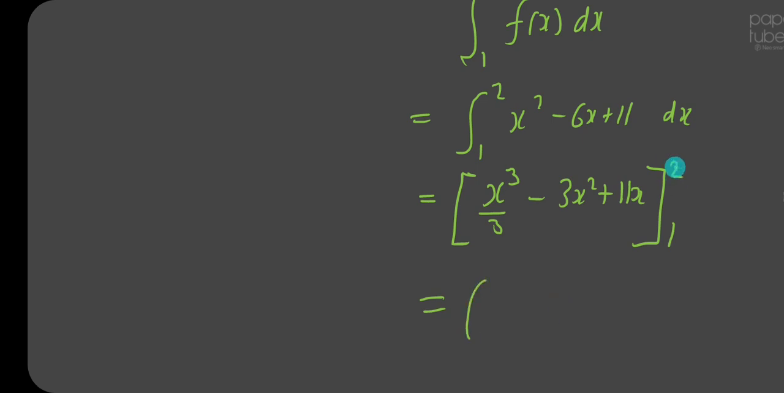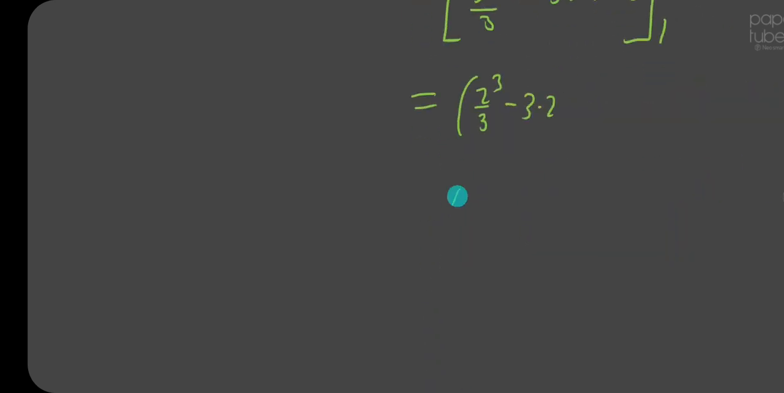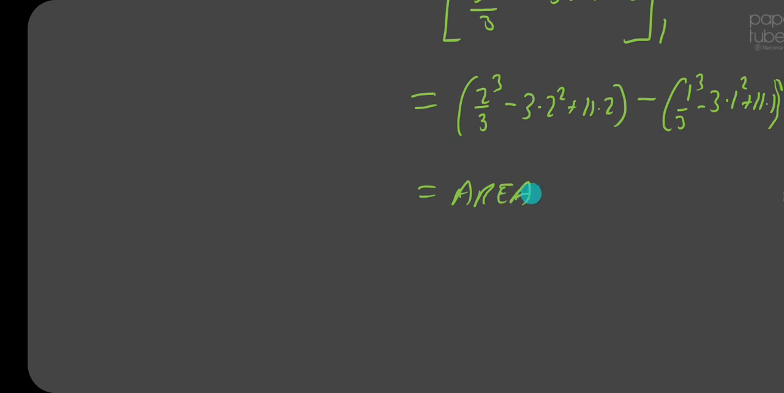you put the bigger number in first. 2 cubed over 3 minus 3 times 2 squared plus 11 times 2. Then you subtract, putting the smaller number in. And whatever that gives you is the area. Is that alright?